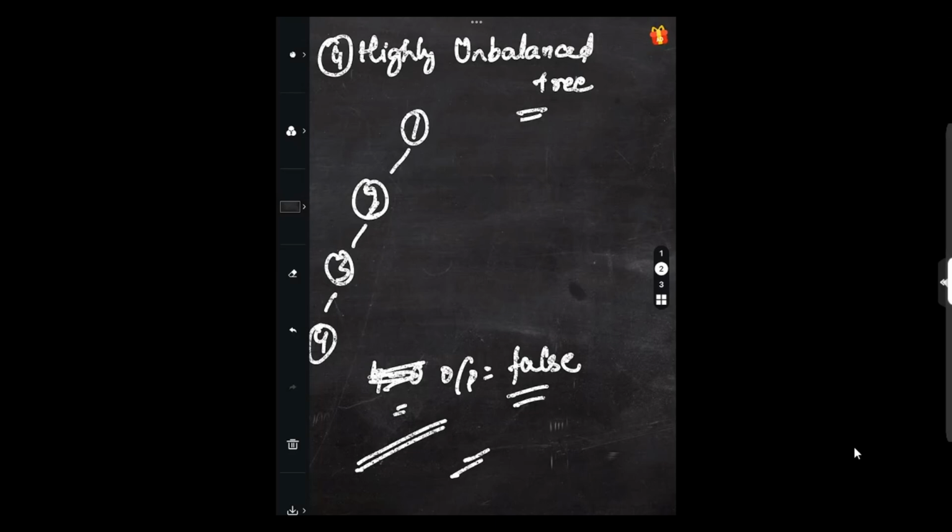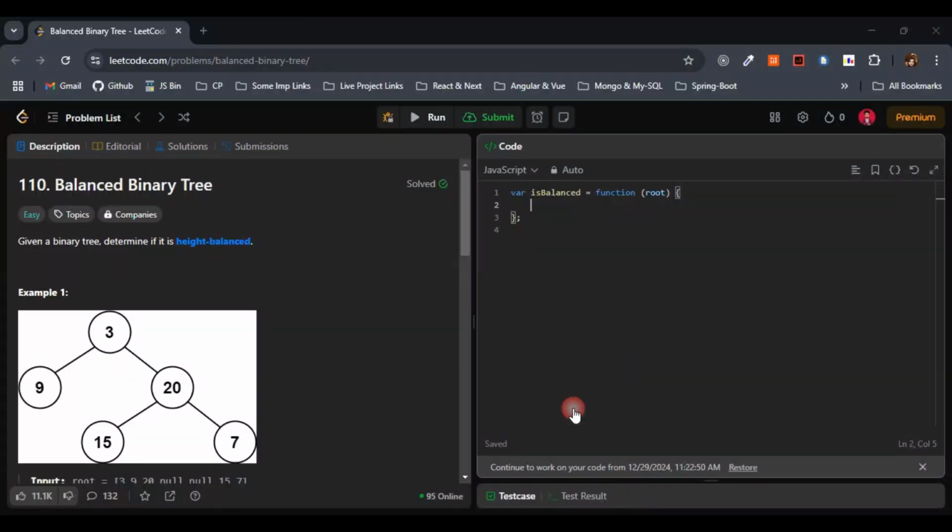Now let's start writing the code. I'll explain the code while we write it, and then let's discuss the complexities of the code that we have written. The first thing we have to do is track if the tree is balanced or not. So I'll consider that initially it will be balanced. So I'll write let balanced equals true.